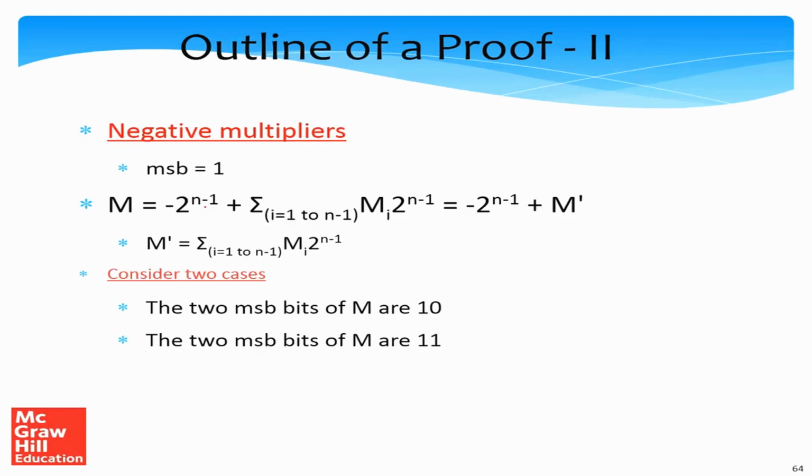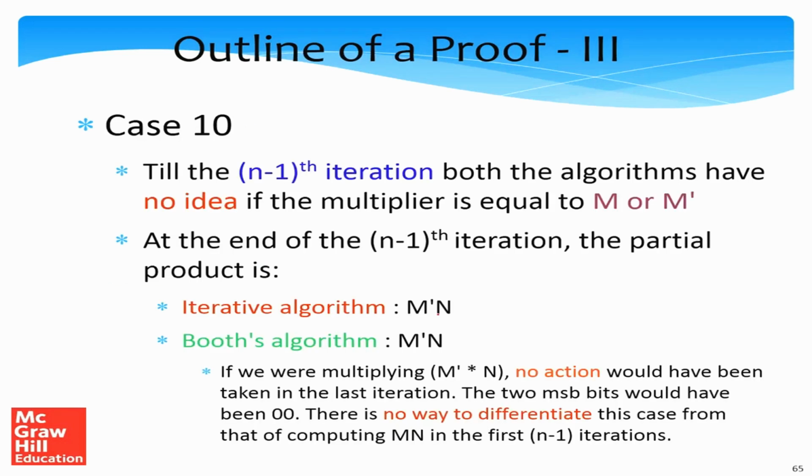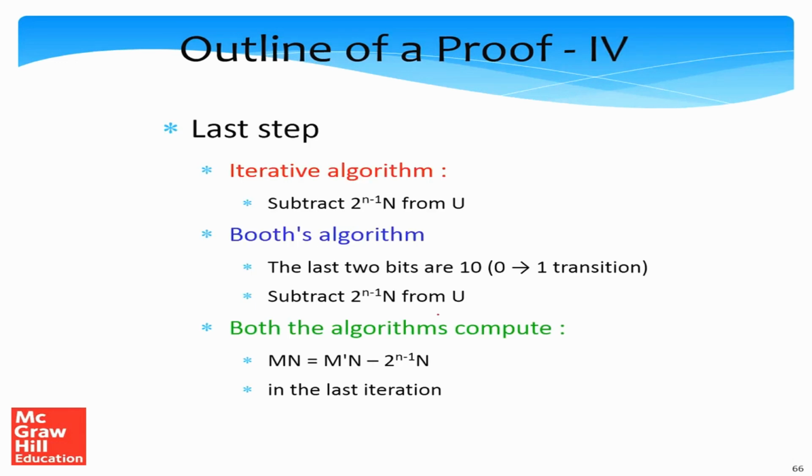So the main problem comes when we have negative multipliers, and then we further divide it into two sub cases: when the MSB bits of the multiplier are 1, 0 and when they are 1, 1. I'll not discuss these because this is fairly complicated, but the main idea is that it is possible to prove that Booth's algorithm works correctly when the multiplier is negative and is represented in a 2's complement fashion.